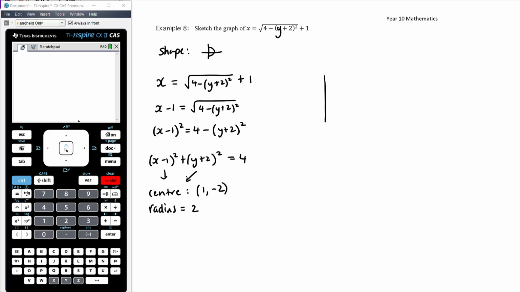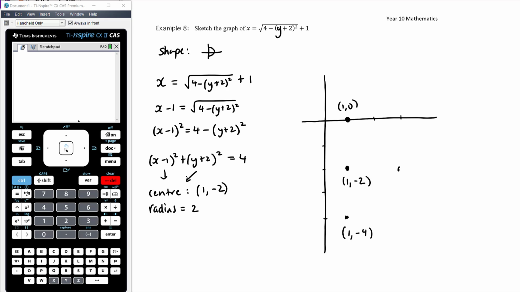Okay, so let's think about what we've got here. We want to keep the scale square. 1, 2, 3. 1, 2, 3, 4. Okay, so 1, negative 2, that's my centre. Remember, we're only doing the circle out this way. So we want to go a radius of 2, so 2 above there, we're going to be at 1, 0. And 2 below there, we're going to be at 1, negative 4. And 2 out to the right, we're going to be out here at 3, negative 2.